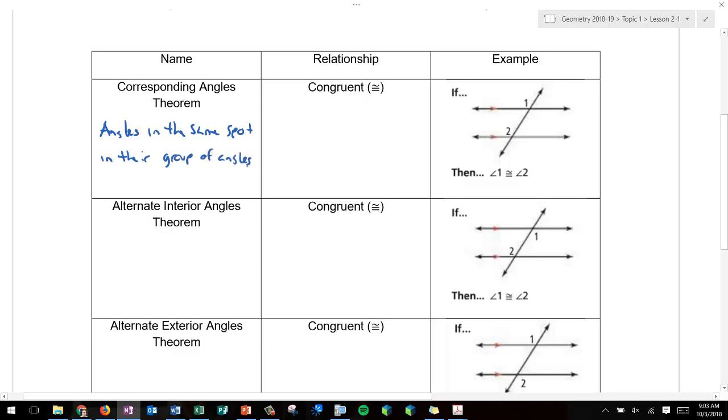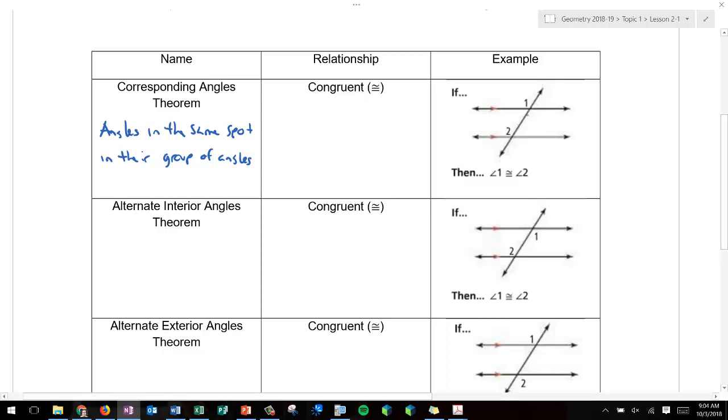So in this case, angle 1 and angle 2 would be considered corresponding angles. They're both in the top left of their group of 4. And the relationship that happens when we've got parallel lines, if lines 1 and 2 are parallel, then we have congruent angles. So the measure of angle 1 and the measure of angle 2 are going to be the exact same thing.